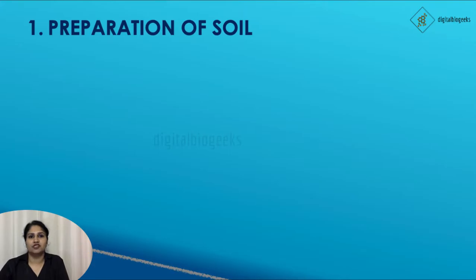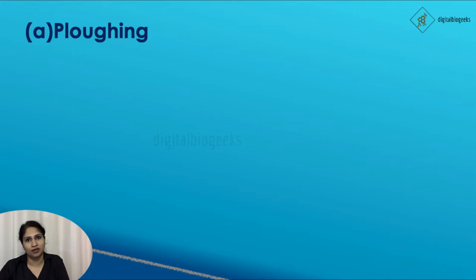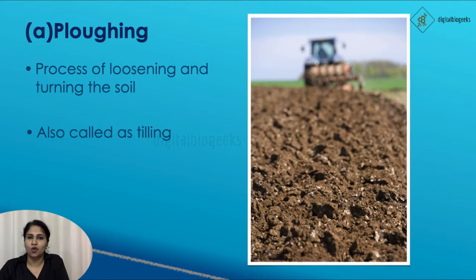Let's see the preparation of soil. Preparation of soil is the first step in crop production so that the soil can support plant growth. It is done by ploughing, leveling and manuring. First one is ploughing. Ploughing is the loosening and turning of the soil. It is also called tilling. Let me show you a ploughed field. Here you can see the soil. It is turned. The soil is loosened.